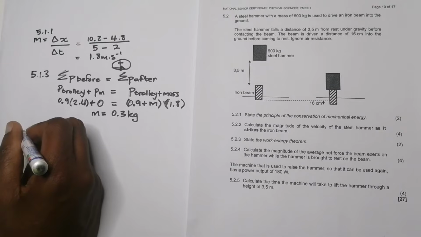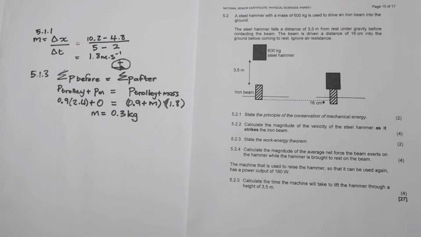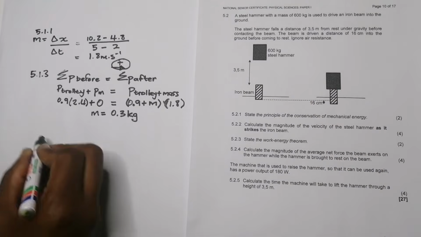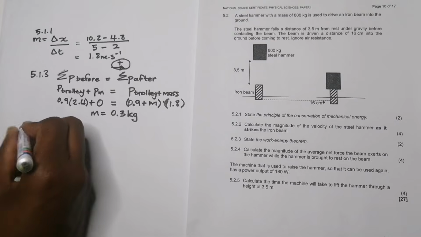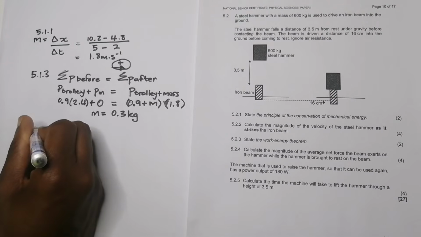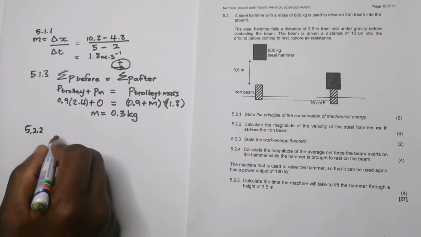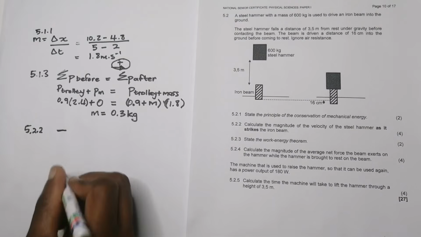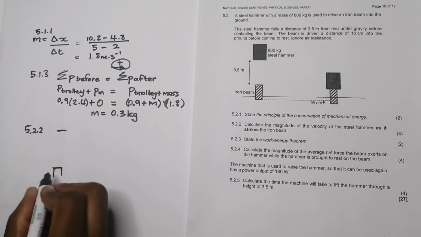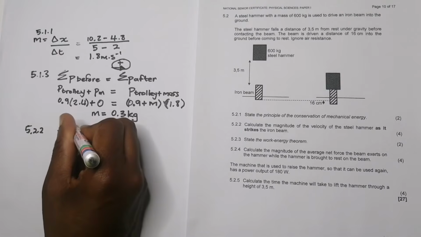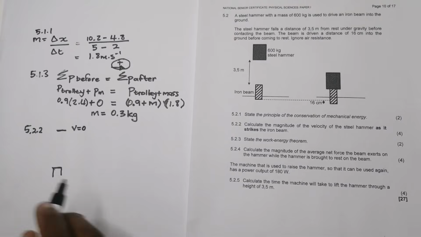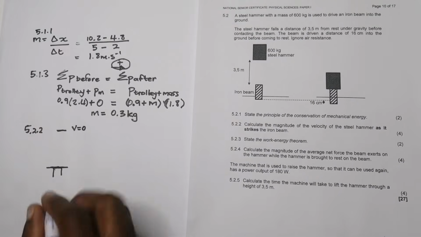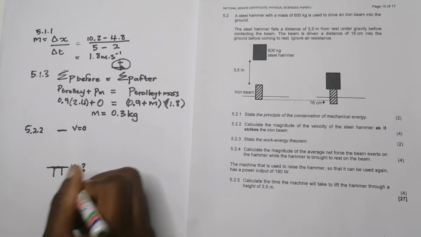Let's go for the next one. They say calculate the magnitude of the velocity of the steel hammer as it strikes the iron beam. So we want to know, what was the speed of the steel hammer at this point here. Let's just have a slight discussion about it. I'm going to take a small drawing. This is the point where it started from, and this is the point where it collided with the beam. I know the velocity at the start is 0, but just before hitting the iron beam, we want to find out what is the speed at this point here.